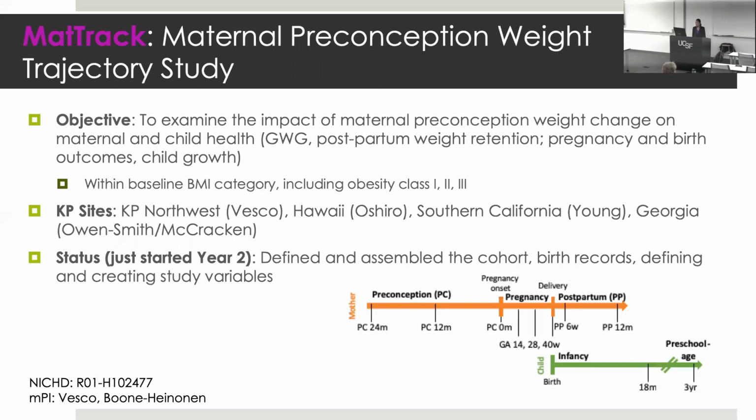So this is now a multi-site Kaiser study, four sites: Northwest, Hawaii, Southern California, and Georgia. We're examining a wider range of BMI groups as well as outcomes. So we're examining maternal preconception weight change on gestational weight gain, postpartum weight retention, pregnancy and birth outcomes, and child growth.